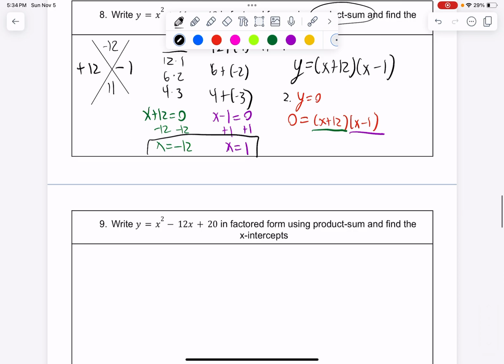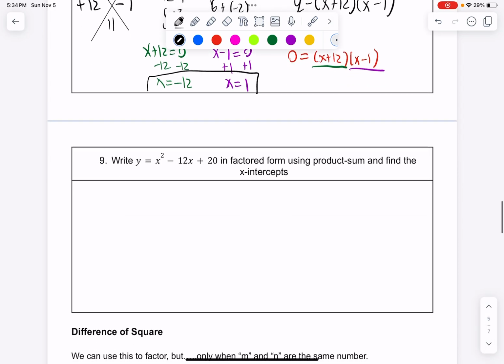Now it's your guys' time to practice one more time, and then we're going to be moving into difference of squares.